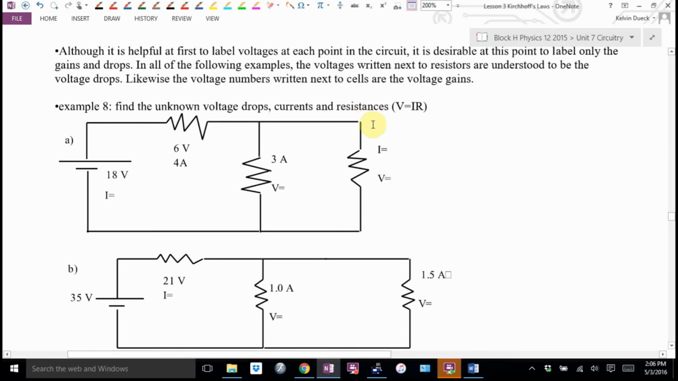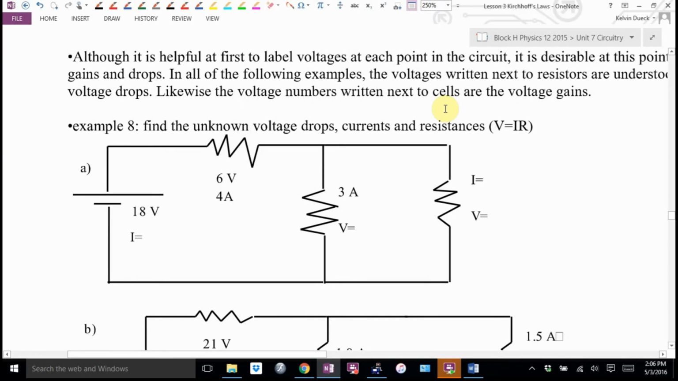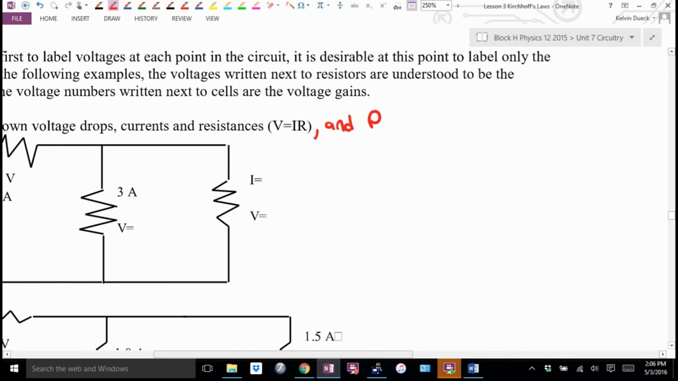So, example 8, I like this question, except these are too easy. But you're going to have a bunch of circuits to solve on your test. Here we go. It says, find the unknown voltages, currents, and resistances. And powers. What are we going to use for equations? Over here in the margin, you can write V equals I times R, and power equals V times I.